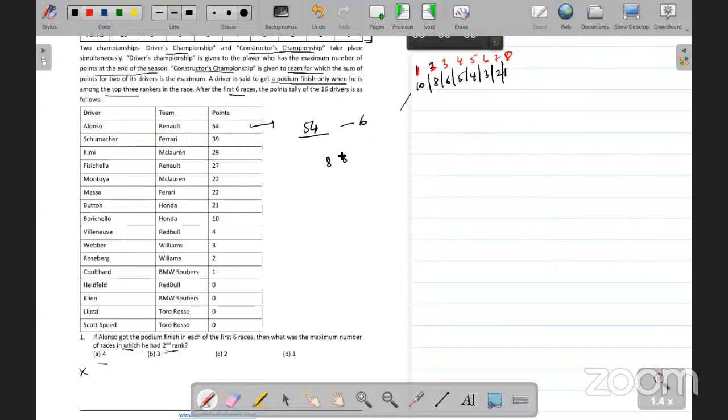What about 3 8s? If you get 3 8s, that is 3 times you get second rank, your tally is 24. So which means in the remaining 3 races, you have to get 30. Is it possible to get a score of 30 in the remaining 3 matches? Yes, it is possible if he gets the first rank in each of the 3 races. So what is the maximum number of times that he can get rank 2? Sorry, it must be 3 times. I hope this part is clear to all.